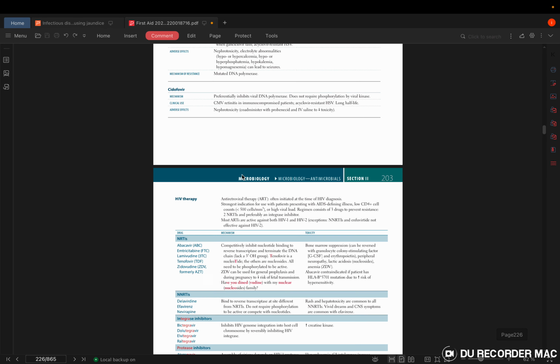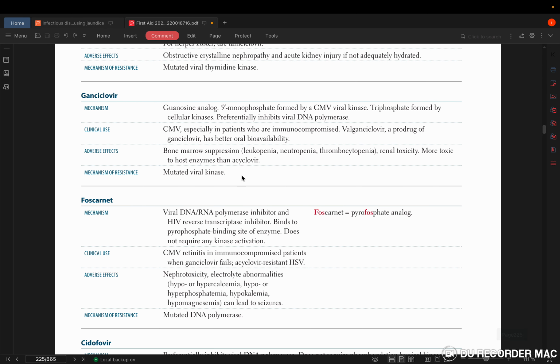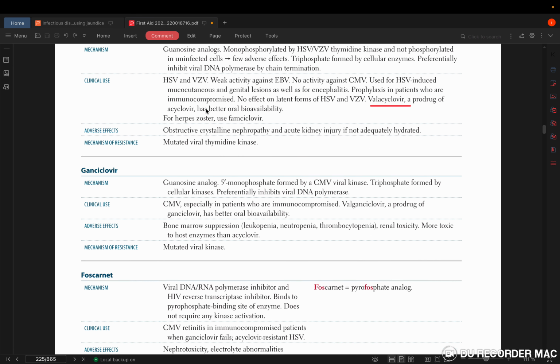Okay, so the next drug will be ganciclovir. The mechanism: it's a guanosine analog.